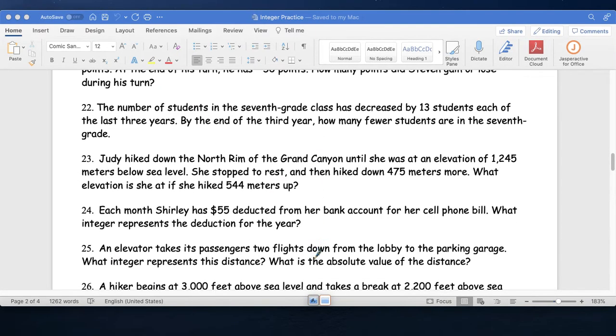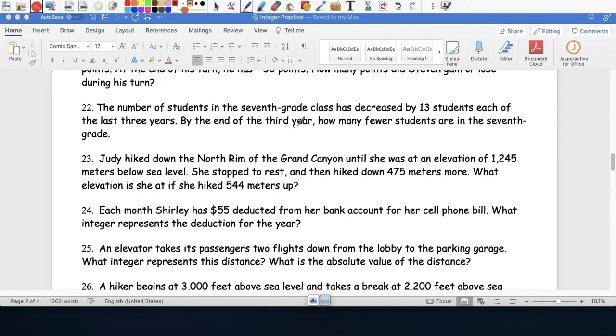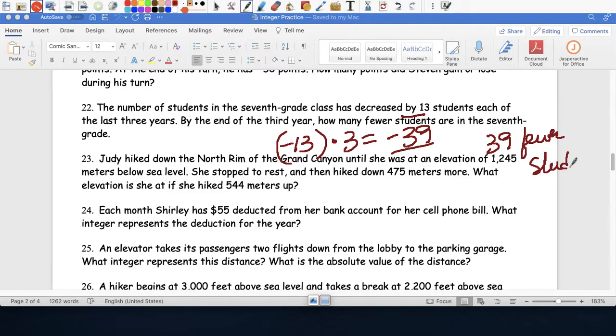22, the number of students in seventh grade had decreased by 13 students each year for the last 3 years. At the end of the three years, how many fewer students are in the seventh grade? Well, it decreased by 13, so negative 13 every year. How often does that happen? For 3 years. So negative 39 students. So we are down negative 39, or we can just say 39 fewer students. Right? That should be your answer.